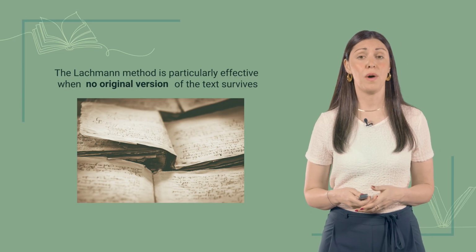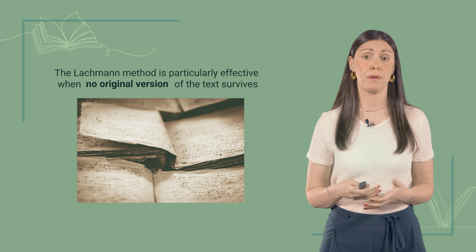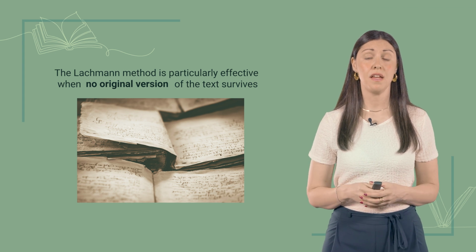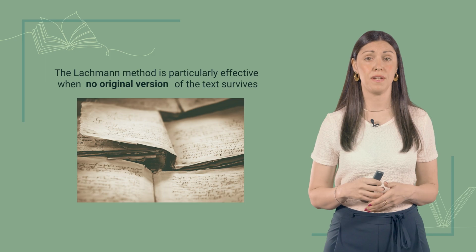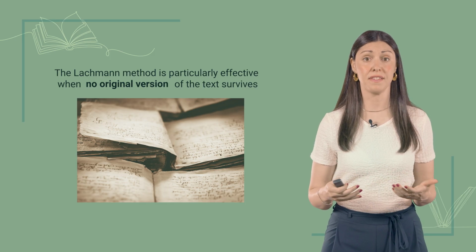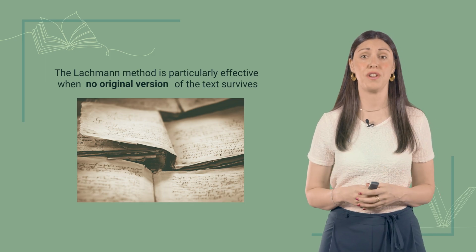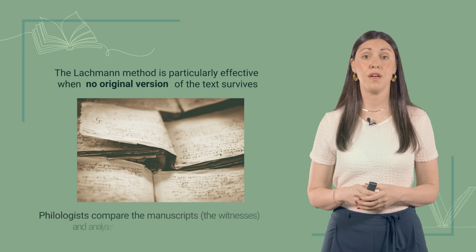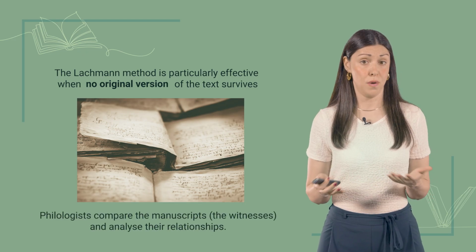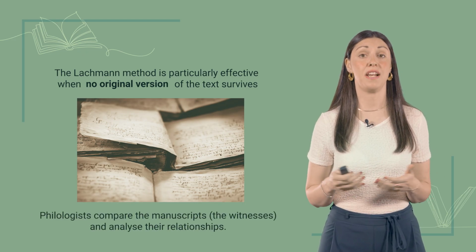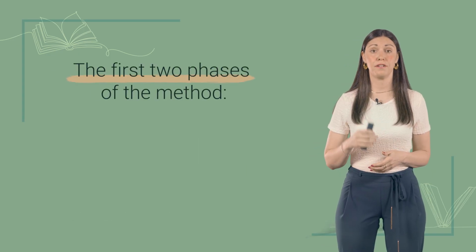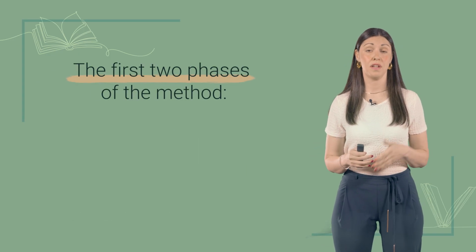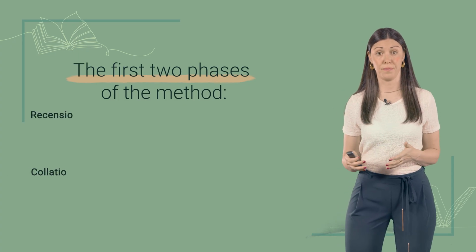The Lachmann method is particularly effective and therefore widely used when no original version of the text survives, and when multiple independent manuscript copies exist. In such cases, philologists must rely on the available material evidence to reconstruct the original form of the text. They compare the manuscripts, the witnesses, and analyze their relationships. In this module, we will focus on the first two phases of the method, Recensio and Collatio.